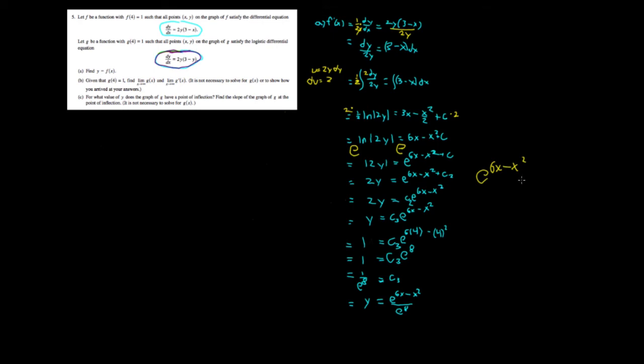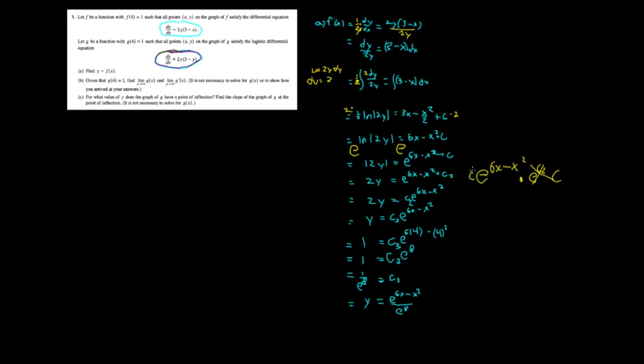times e to the c2. And e is just a constant number. So e to the c will also just be a constant number. So this just becomes c, which becomes c times e.